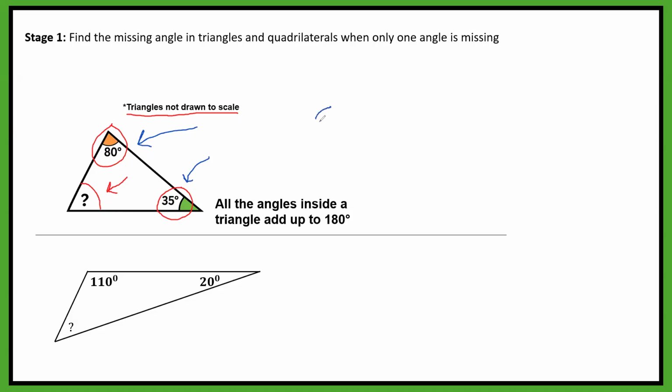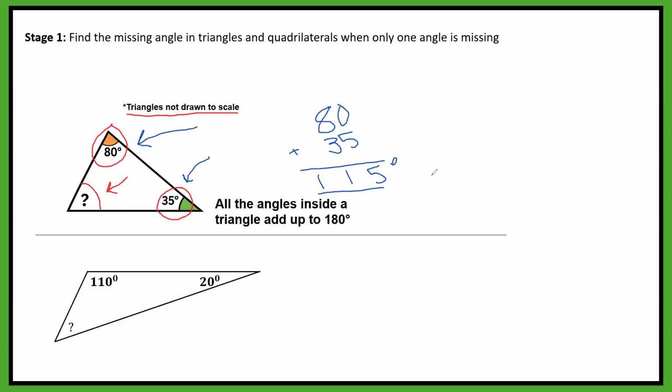Now, if you can mentally add those in your head, that's brilliant. If you can't, just really quickly use the column method, yeah? 80 plus 35. Okay, so 0 plus 5 is 5. 8 plus 3 is 11. We would carry the 1 over, but there's nothing to add it onto, so we're just going to put it directly underneath, and we have got our answer. So if we combine 80 degrees and 35 degrees, we get 115 degrees.